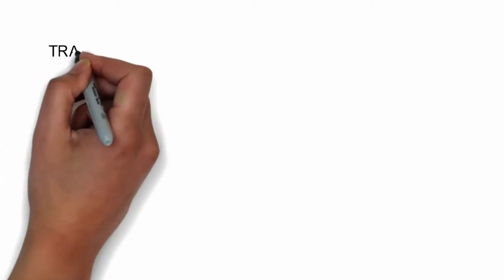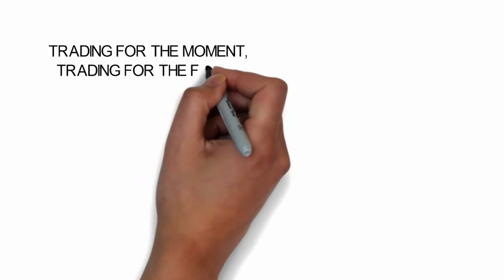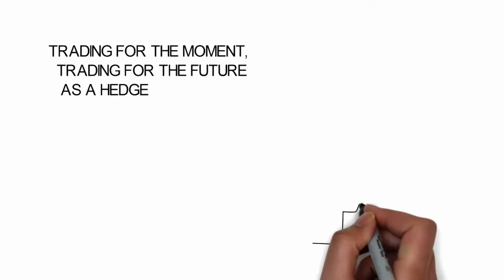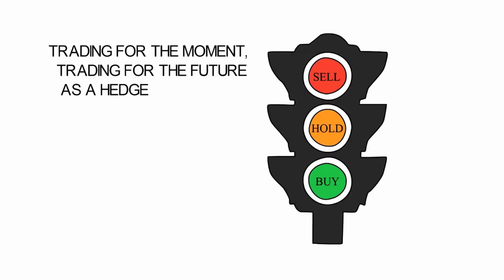It's because some people are trading just for the moment. Some people are trading for 10 years from now. And some people are trading to protect other things. So that's what keeps the market in motion and allows people to see value differently than other people.